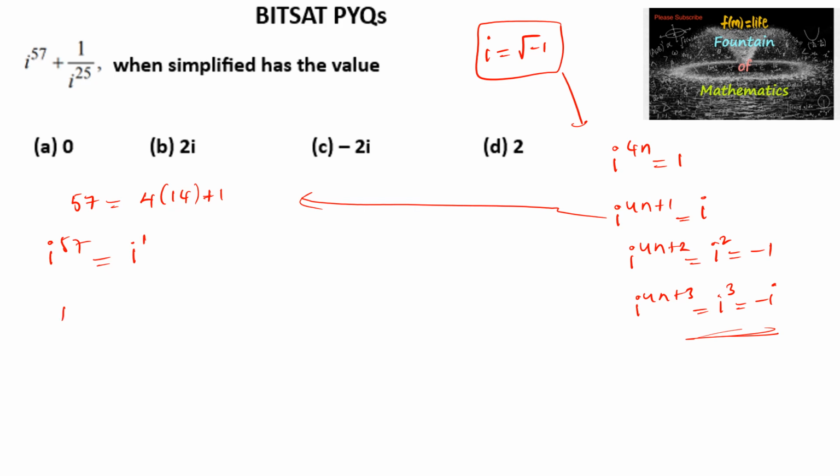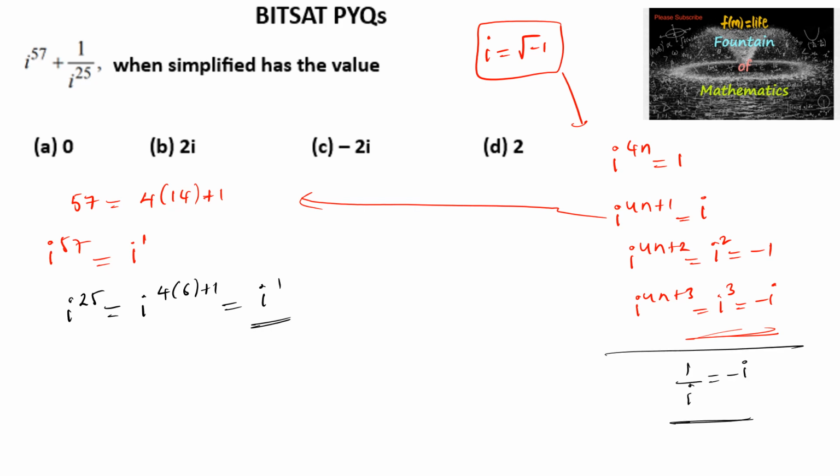And similarly, i to the power of 25, we can write as i to the power of 4 times 6, that is 24, plus 1, again the same i to the power 1. And also we know that 1 upon i is equal to negative i. So we can write i to the power of 57 plus 1 upon i to the power of 25 is equal to i to the power 1 plus 1 upon i. And 1 upon i is negative i, so i minus i, which is equal to 0. So we can go with option 0, option A.